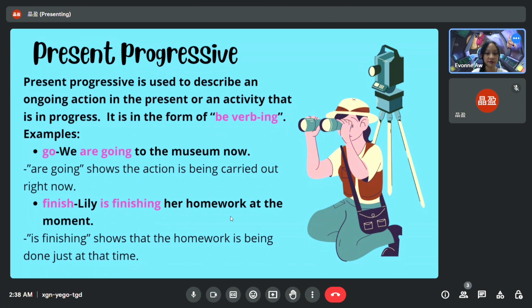Present progressive is in the form of be plus verb inflected with ing. For example, the verb go. We are going to the museum now. Are going in the sentence shows the action is being carried out right now. For the second sentence, the verb finish can be used in the sentence. Lily is finishing her homework at the moment. Is finishing shows that the homework is being done just at the time.